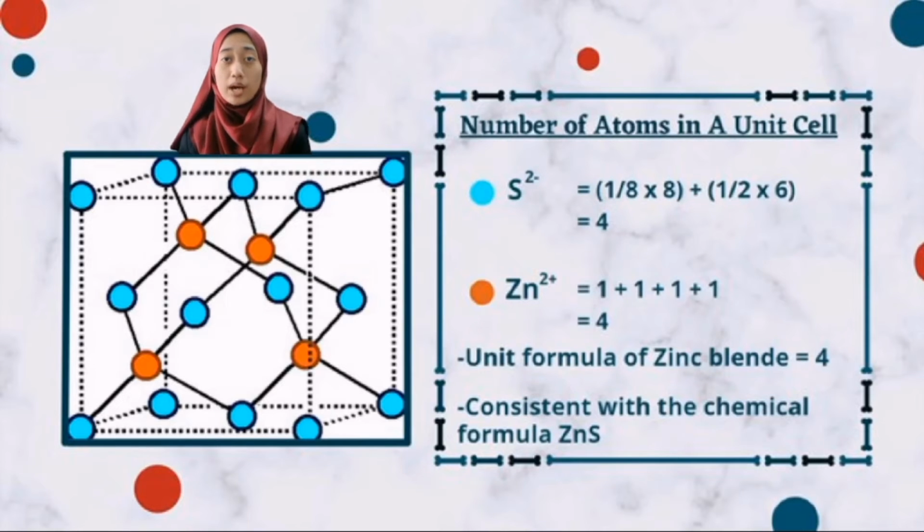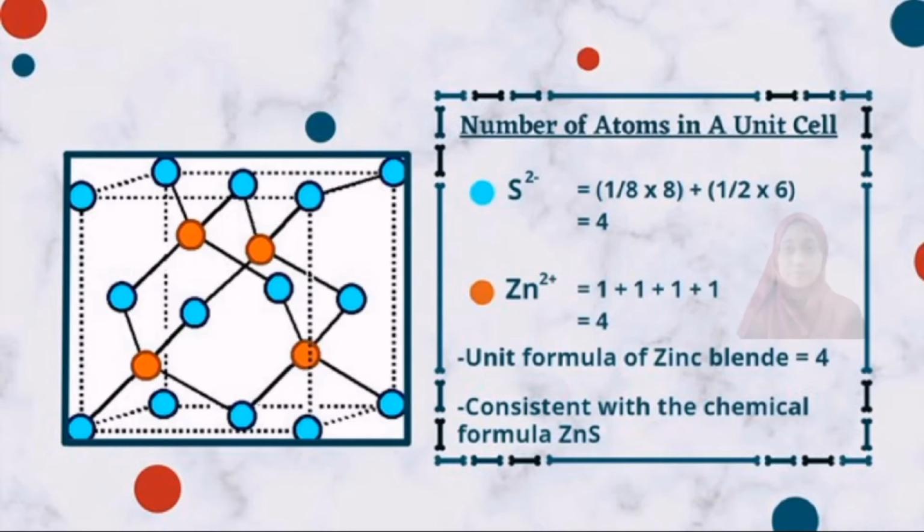Meanwhile, the atoms located at each face contribute only half for a unit cell, since it is shared between 2 unit cells. So, from the calculation shown in the slide, the number of sulfur atoms is 1/8 times 8 corners, which equals 1, plus 1/2 times 6 faces, which equals 3. Thus, this results in a total of 4 sulfur atoms in a unit cell of zinc blende, in which the corner atoms contribute 1, while the face atoms contribute 3.